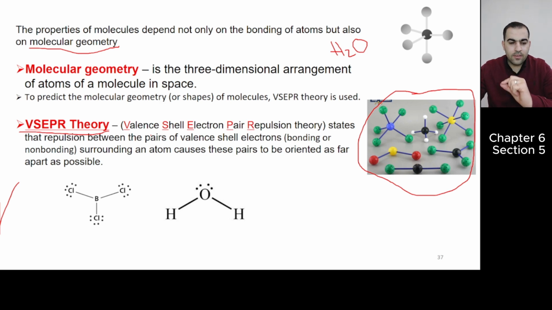This theory states that repulsion between the pairs of valence shell electrons, bonding or non-bonding, surrounding an atom, causes these pairs to be oriented as far apart as possible. Guys, this theory says that between the shared pairs and the lone pairs, there is repulsion.